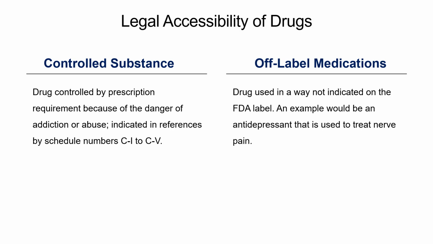Then we have off-label medications. So these are drugs used in a way not intended for the FDA label. An example would be an antidepressant that's used to treat nerve pain. And so there are some SNRIs, which is a serotonin norepinephrine reuptake inhibitor, that also helps with nerve pain, but it should not be prescribed for that, and if it is, it's considered off-label use of the medication.